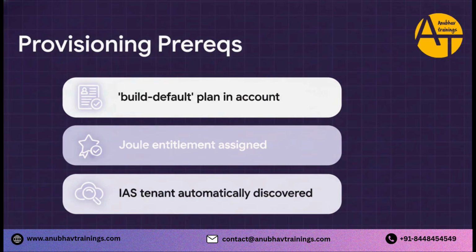Second, you absolutely need the Joule entitlement assigned. And third, your SAP Cloud Identity Services, or IAS tenant, has to already be automatically discovered in your global account's system landscape. Oh, and one quick side note, Joule requires OpenID Connect for login. It does not support SAML.